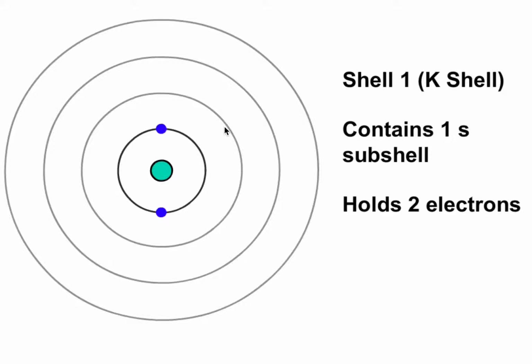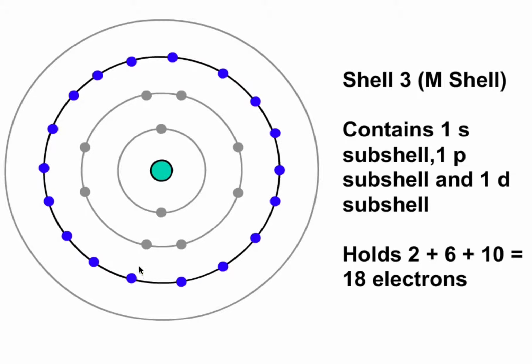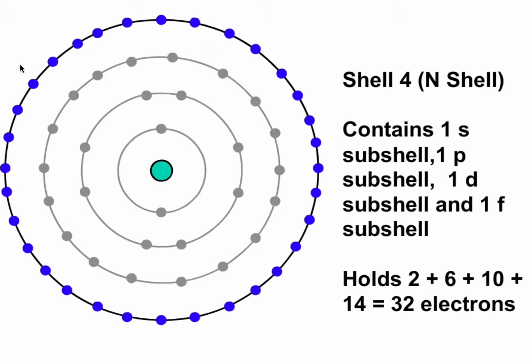The first electron shell, sometimes called the K shell, contains one S subshell, so is only able to hold 2 electrons. The second shell we know contains one S subshell and one P subshell. Therefore, the second shell can hold 2 electrons in the S subshell and 6 electrons in the P subshell, for a total of 8 electrons. The third shell contains an S, P, and D subshell, for a total of 18 electrons. And finally, the 4th shell contains an S, P, D, and F subshell, for a total of 32 electrons.